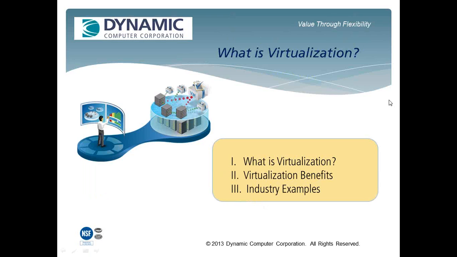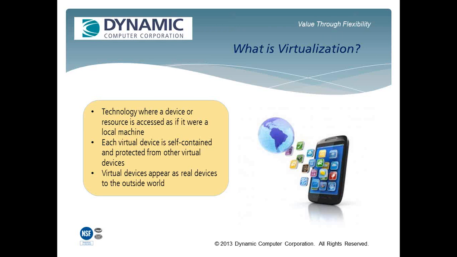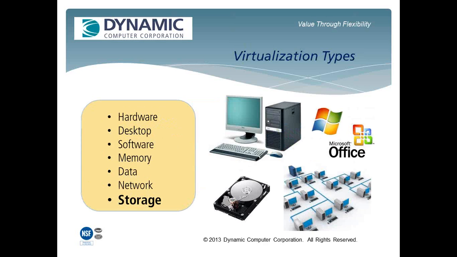So, real quick, what virtualization is and the benefits of those, and we'll give you some examples of that so that you can get a high-level view of how these things are working. Virtualization is where you can use any technology or device, in essence, to look at it as if it was a local machine. Each device is self-contained and is protected from other virtual machines. Even though they're residing on the same place, they appear as real devices, as if it was your own desktop, and we'll talk about that in a few minutes. And all these can be done and accessed mobily. These can be done with hardware. You can virtualize all these pieces: hardware, desktop, your software, your memory, your data, your network, and today we're going to be talking about the storage. All these pieces can be virtualized.